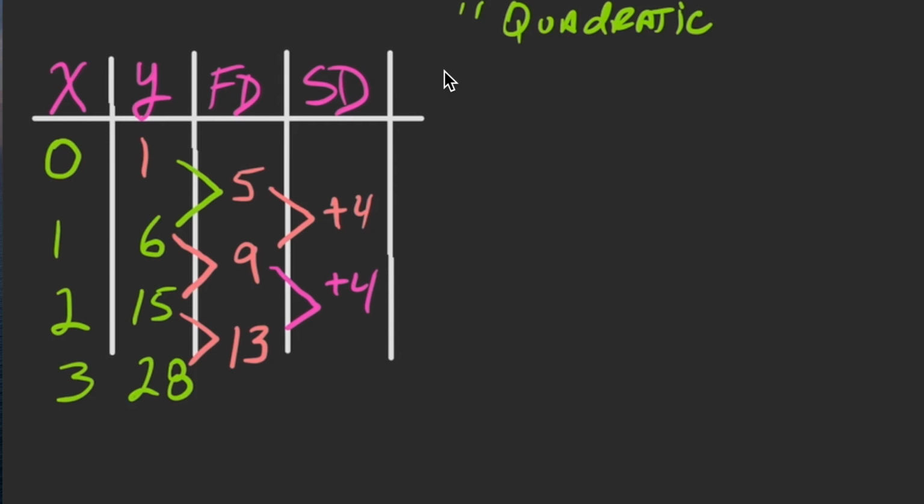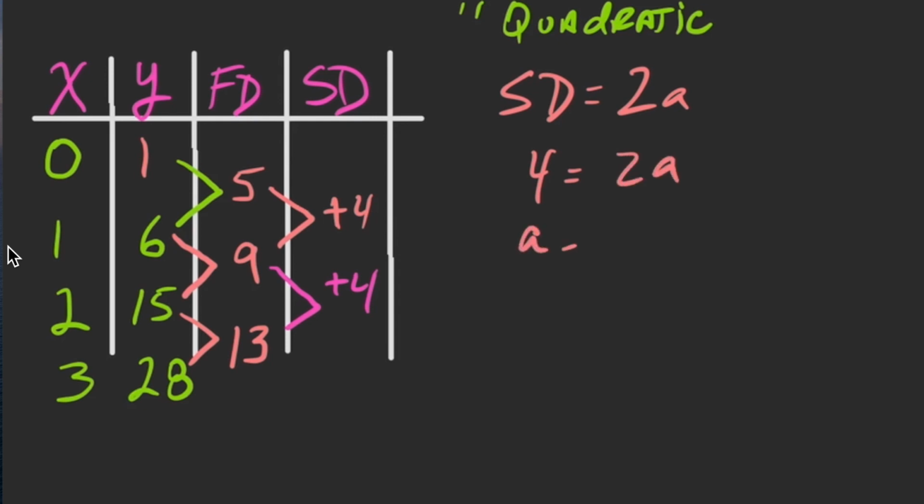So what do we know? We know that because this progresses by positive 1, we are allowed to use the formula that the second difference equals 2a. Here, the second difference is positive 4. That means we know that our a value equals 2. We also know that because we have the y-intercept, our c is going to equal 1. All we need to do is find the b value.